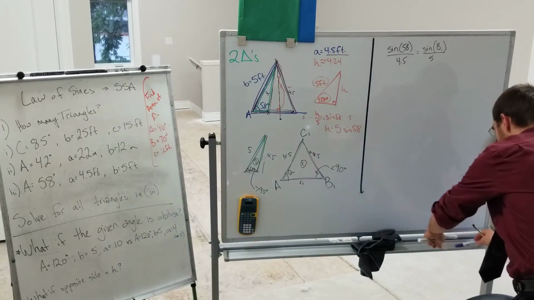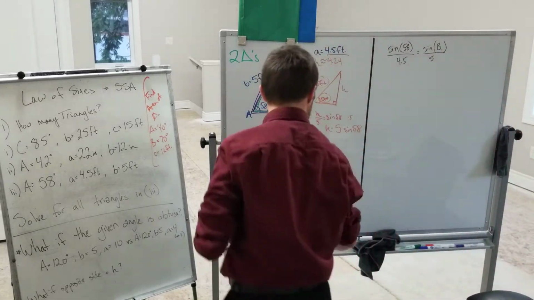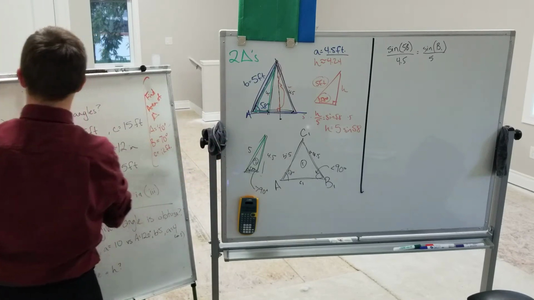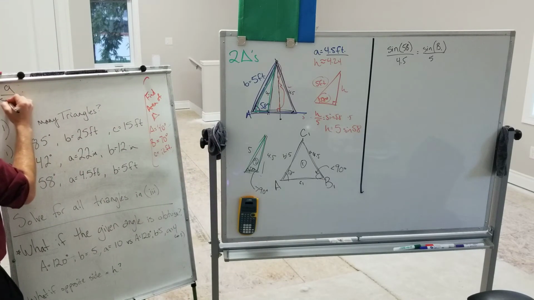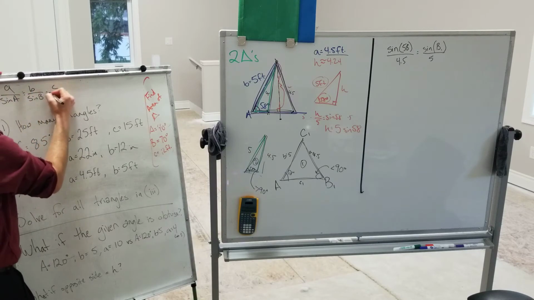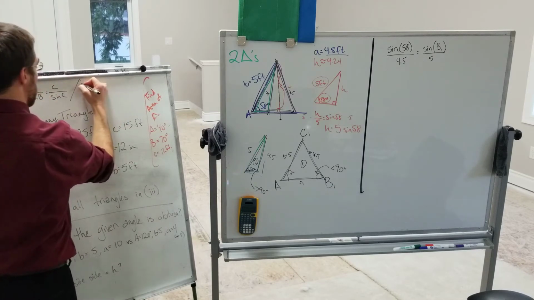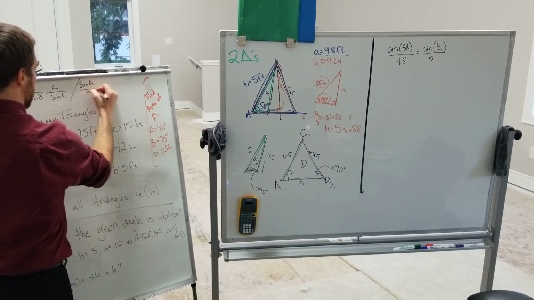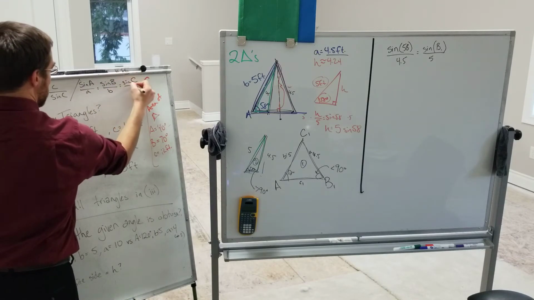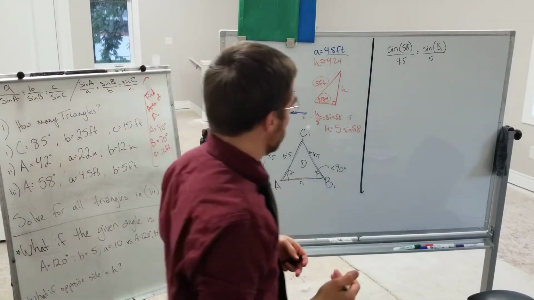Okay, how did I get that? I use law of sines, right? Let me erase this. Law of sines says two things. We can have A over sine A equals B over sine B equals C over sine C. Or if we take the reciprocal of each of them, we can say sine A over A equals sine B over B equals sine C over C. Right? Those are both true. Those are both the law of sines, just written differently.